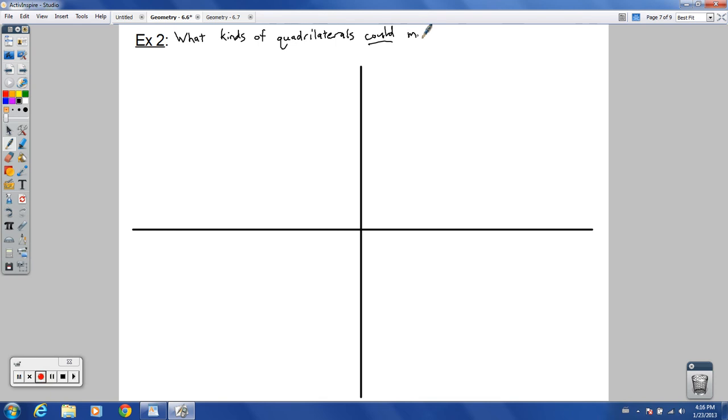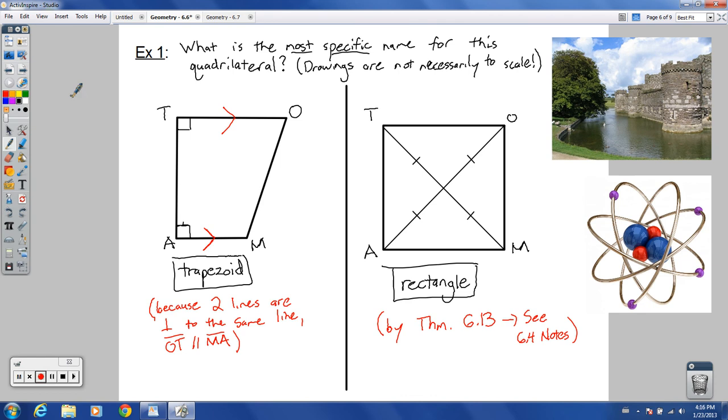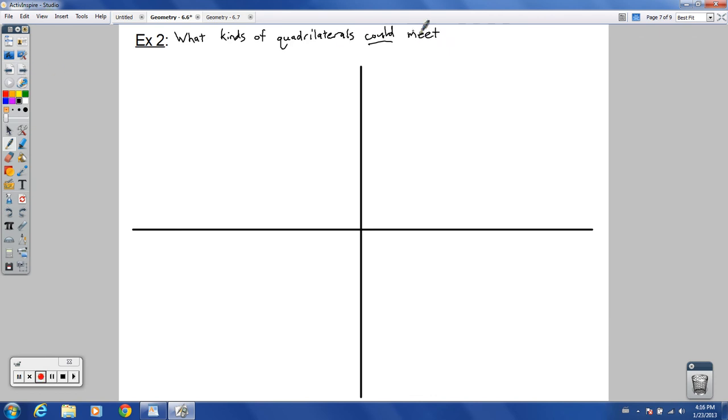So this is going to include more shapes. These ones, you should just be giving one answer. These ones might have more than one correct answer. So which ones could meet the conditions shown. And again, on this one, I'm going to draw shapes that might look like something, but you can't assume that they are. So we're going to say drawings are not necessarily to scale.